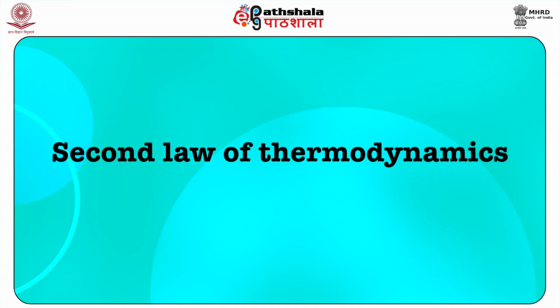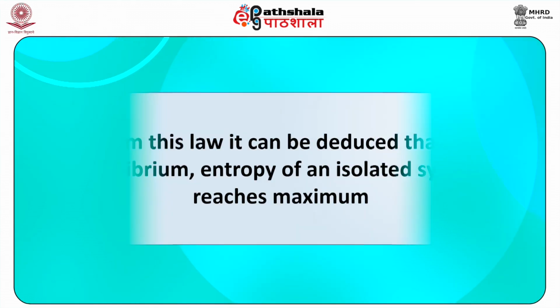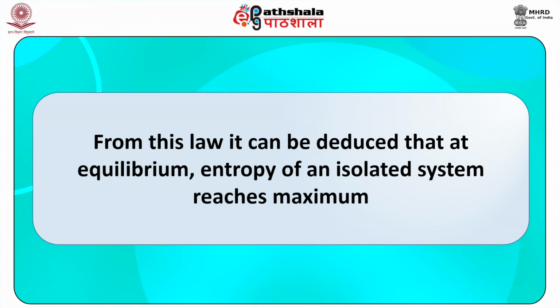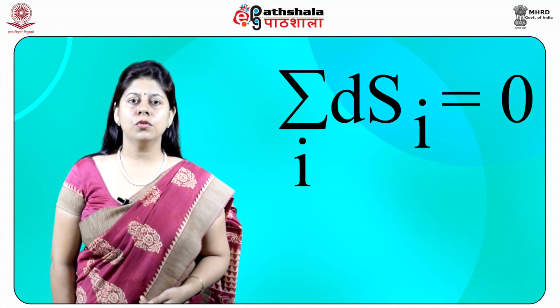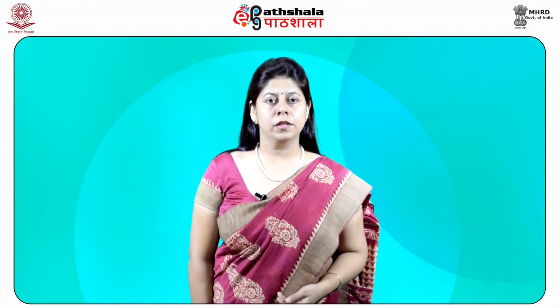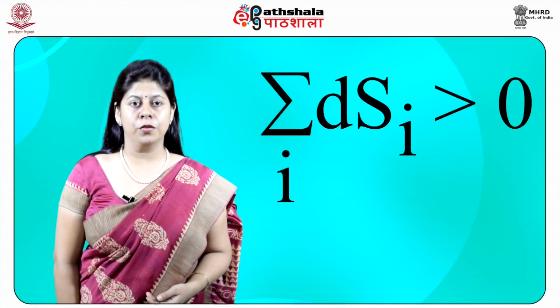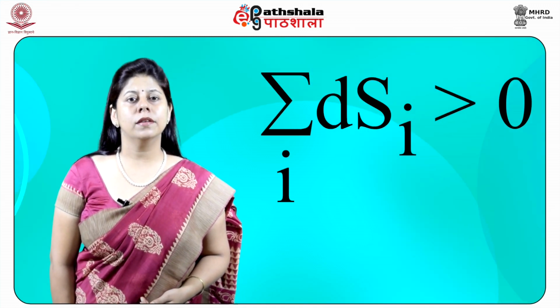Now let us see the second law of thermodynamics. The second law of thermodynamics forms the most important law in classical thermodynamics, from which the criteria of spontaneity and equilibrium of a system are derived. From this law, it can be deduced that at equilibrium, the entropy of an isolated system reaches a maximum. At equilibrium, the sum of all the components of entropy change is equal to zero. That is, summation of dSi = 0. For a spontaneous reaction, which is moving towards the equilibrium state, the sum of all the components of entropy change becomes greater than zero. That is, summation of dSi > 0.